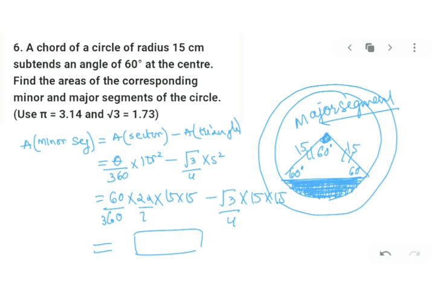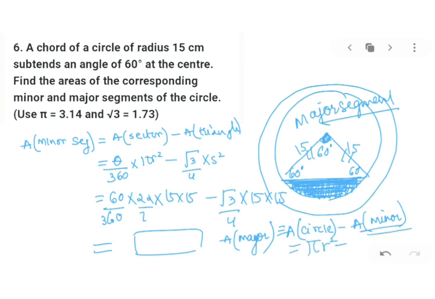Now this minor segment you have to subtract from the area of the circle. So what will you get? Area of major segment. So area of major segment is equal to area of circle minus area of minor segment. Area of circle you know very well, pi r square. Area of minor segment, that is blue in color, you have just found here. Put in that value and subtract. You will get the area of the major segment.